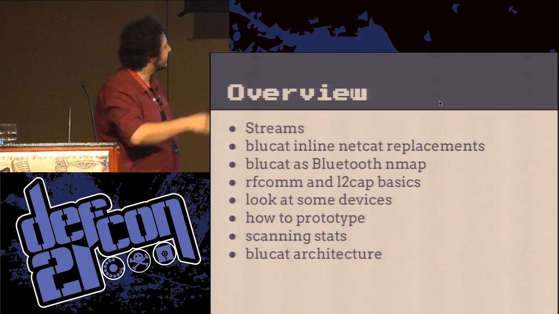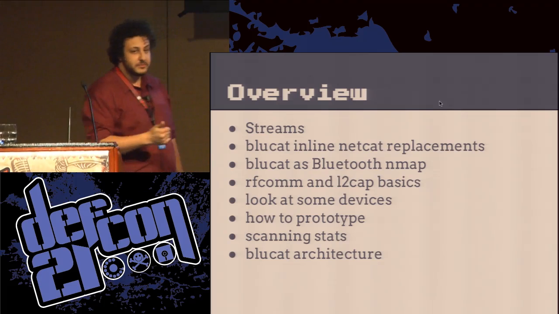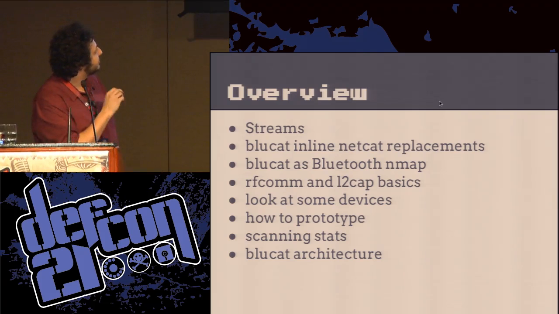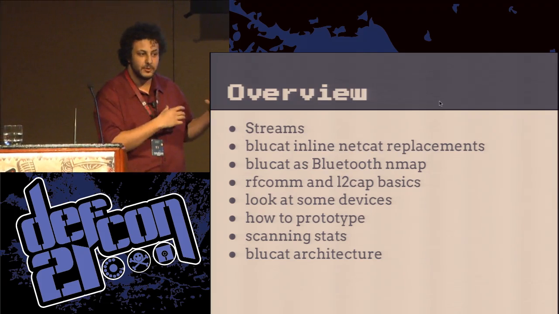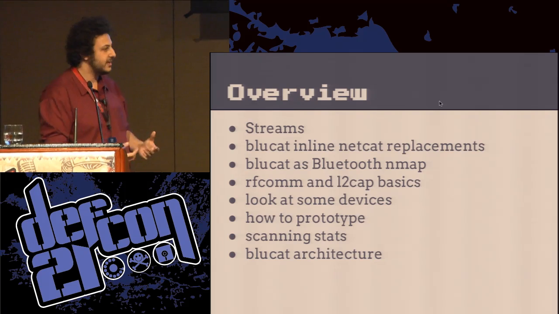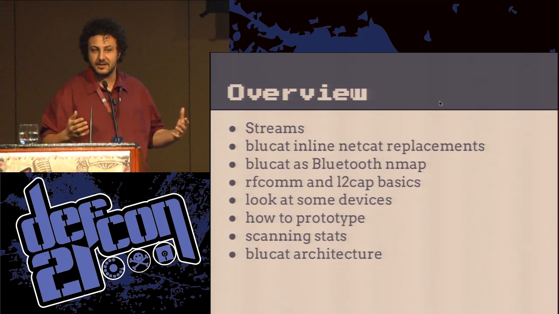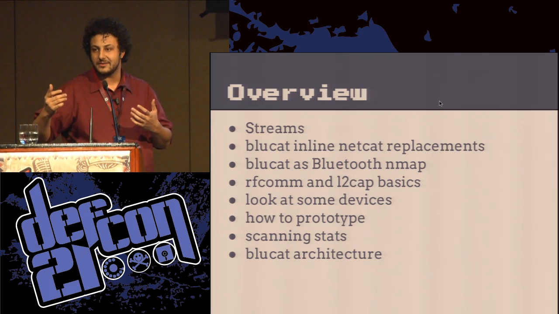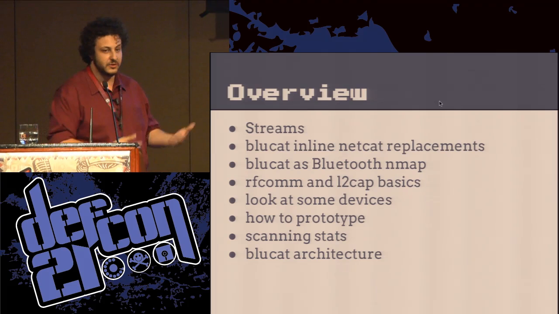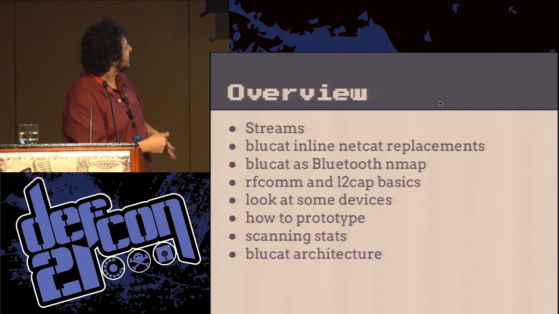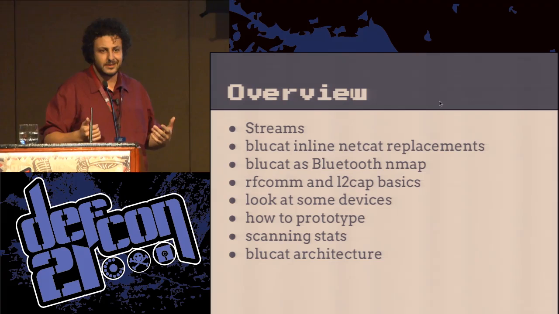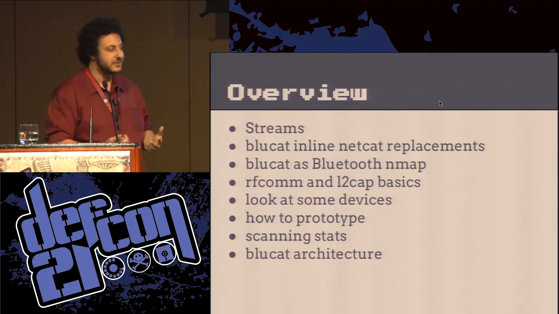So the overview of the sections: we're going to talk about streams and how they're awesome and fundamental, right? And then how you can replace Blucat in line with wherever you use Netcat. Any situation you can think about using Netcat over an IP address, you can use Blucat. You just replace the IP addresses with MACs, and then you just have to be in range. We also have Blucat as a Bluetooth nmap, so we do scanning and service discovery functions, right?